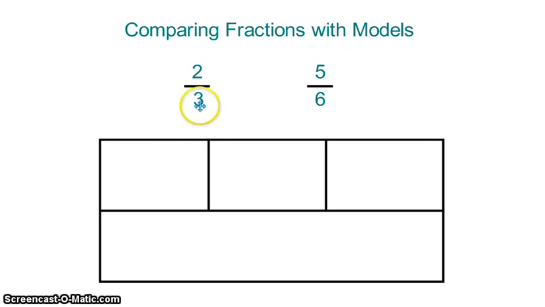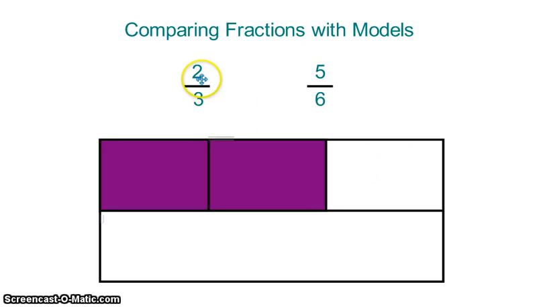So, for my 2/3 here, that means my denominator is telling me I have thirds, or 3 equal pieces out of my whole, and that 2 of them are what I'm looking at. So I have 2 out of 3 pieces, 2/3. So here's my 2/3 model.